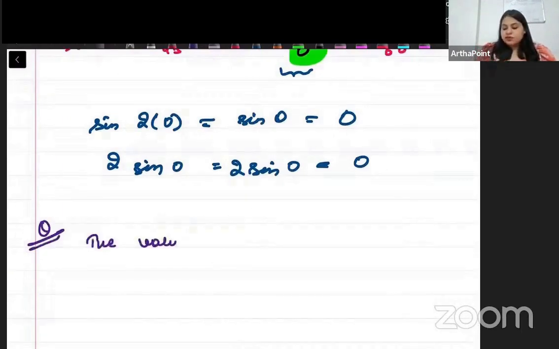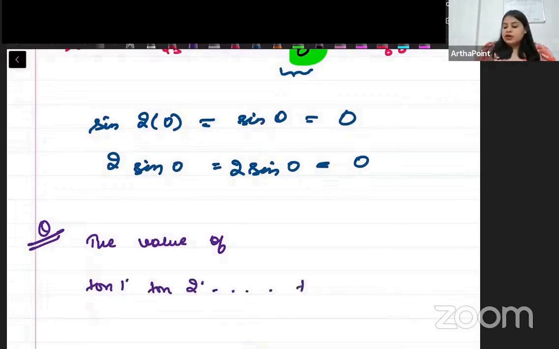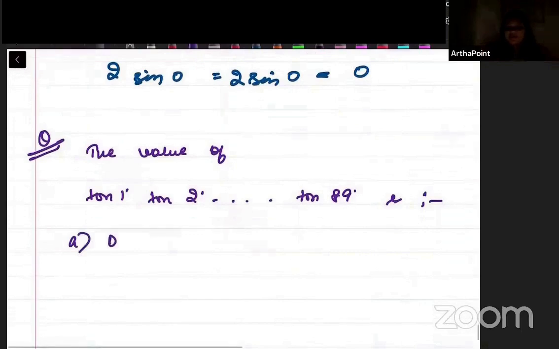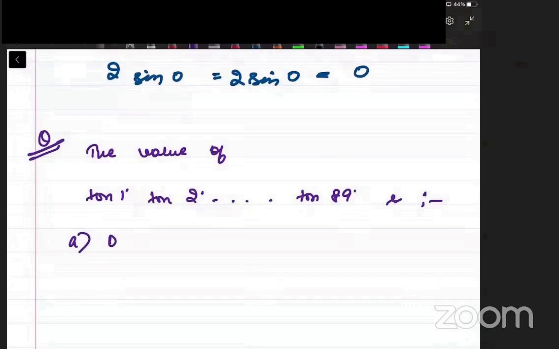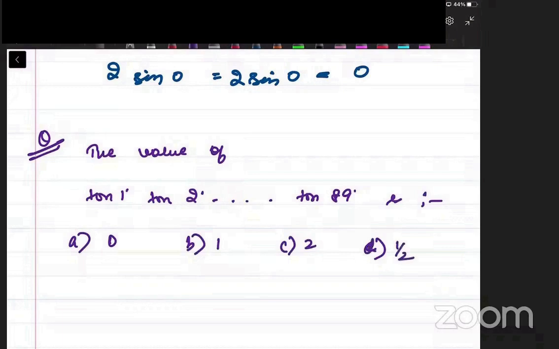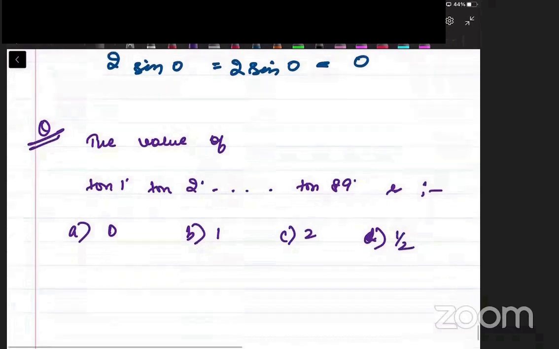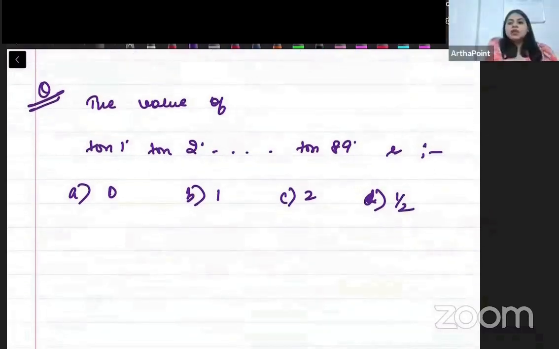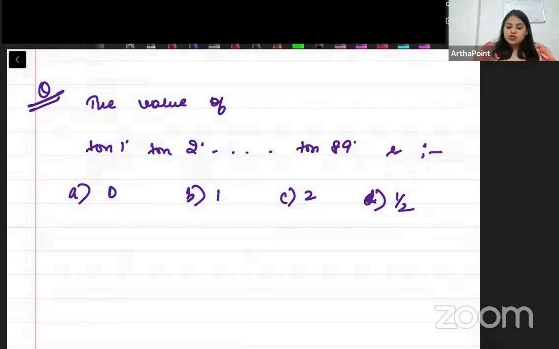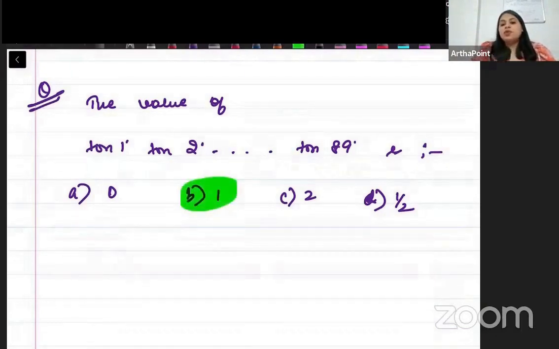Now I'm giving you a difficult one, and I want you to try this. The value of tan 1 into tan 2 till tan 89 is, and the options are 0, 1, 2, or half. Which of the following is the correct option? You have to tell me based on these 4 options. Just try to do this. I'm telling you the answer: the answer to this question, beta, will be 1. But I'm leaving it up to you to try this.